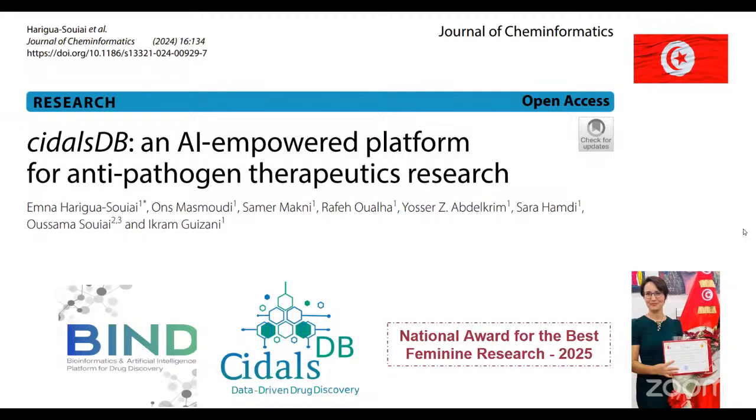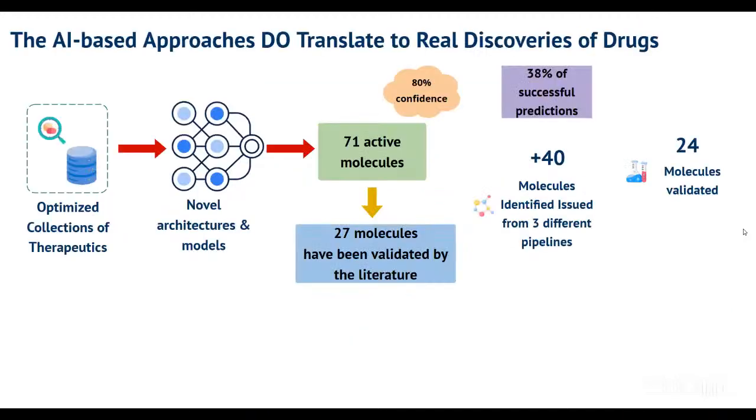Next slide, please. As we develop the AI pipelines, we also translate that into real discoveries. Using the different approaches that we have been developing, I didn't present everything, we have different approaches in the pipeline, and we use them to identify 71 active molecules with 80% confidence in being active against leishmaniasis, which is a parasitic disease that we are interested in.